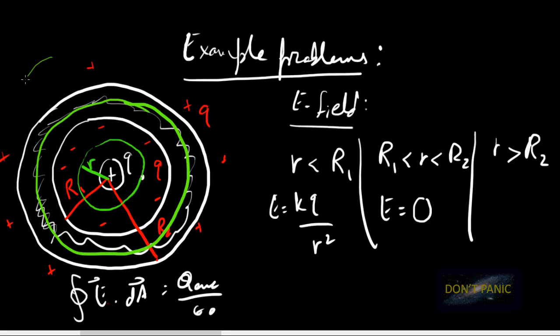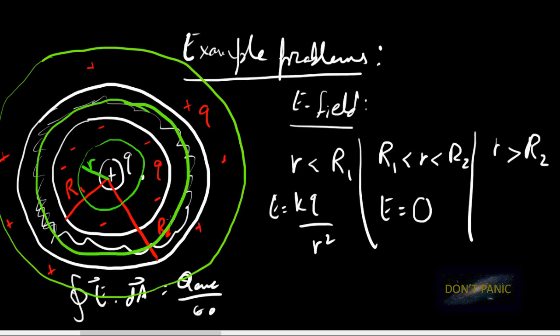To find the electric field, you draw your Gaussian surface like this. The net charge enclosed by this Gaussian surface is the sum of all three of them, which is Q. So the electric field is going to be kq over r squared, because these two cancel each other. So this is the charge distribution and the electric fields in the different regions for this configuration.